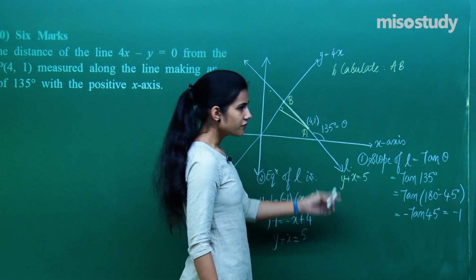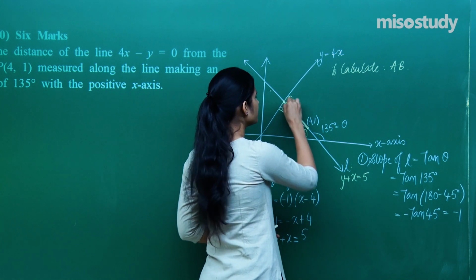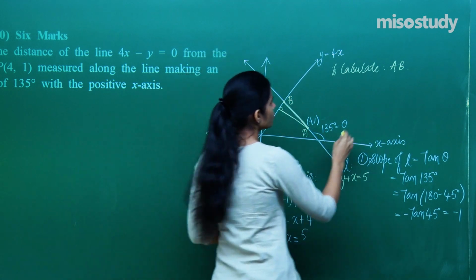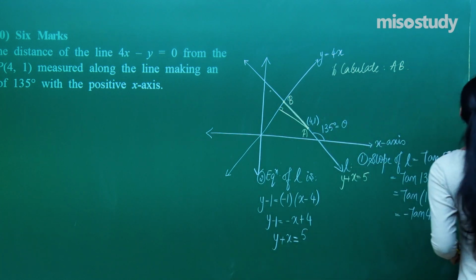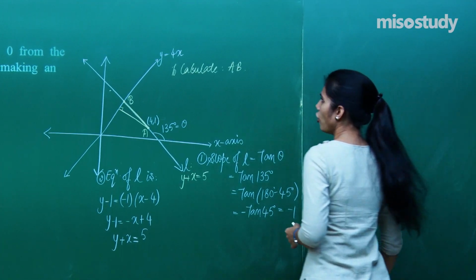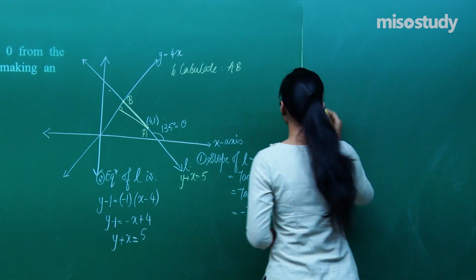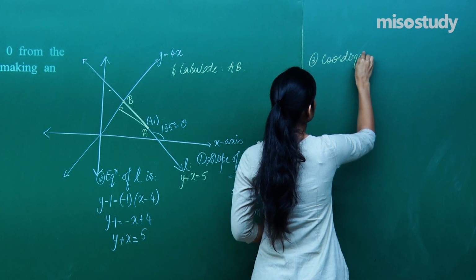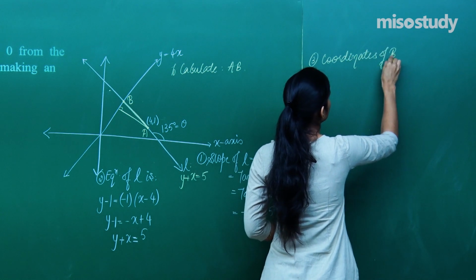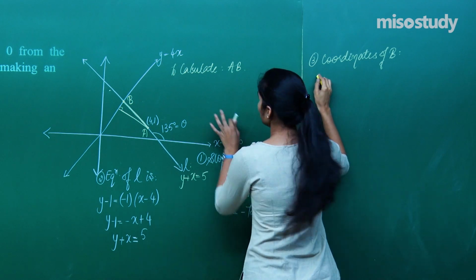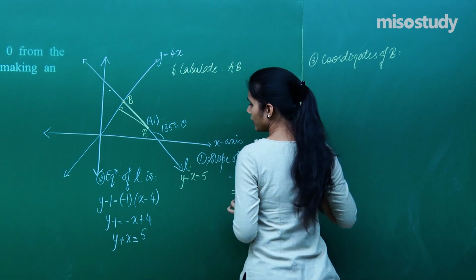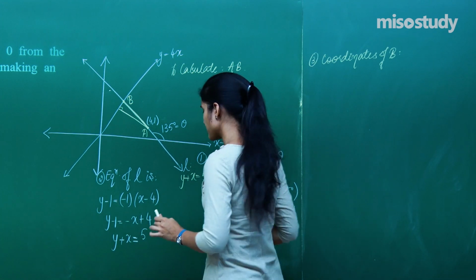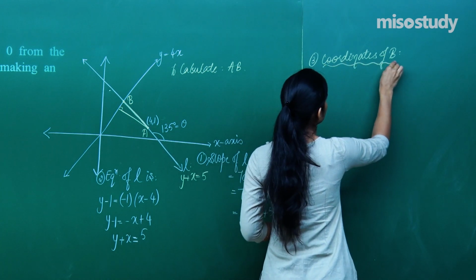Now that I have the equation of this line with me, I need to calculate the distance between these two points. I need to first get the coordinates of point B. So third step is coordinates of point B. Point B is the point of intersection of y equals 4x and y plus x equals 5. Y equals 4x and x plus y equals 5. This is minus x plus 4, so y plus x equals 4 plus 1, which is 5. Coordinates of point B we need to calculate.